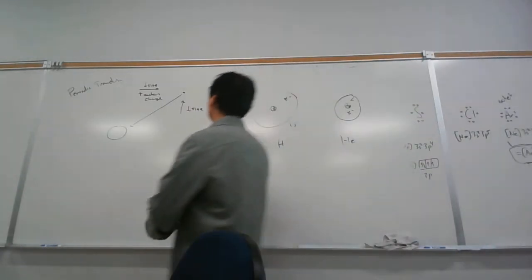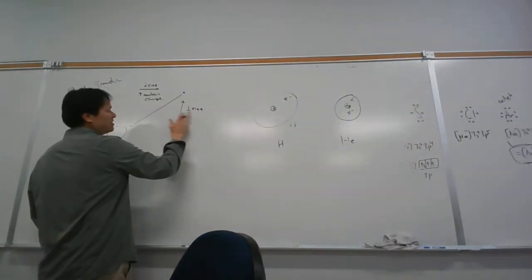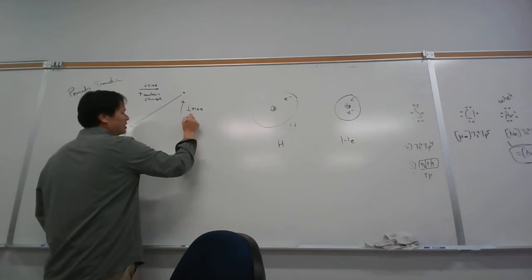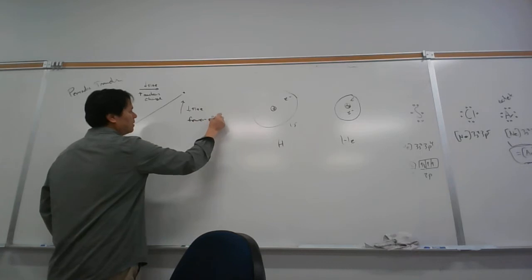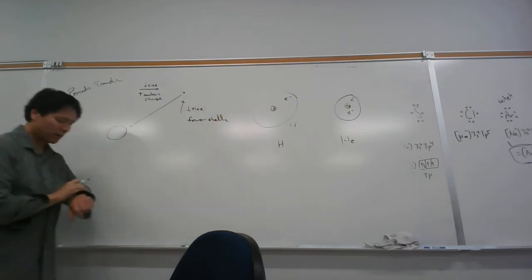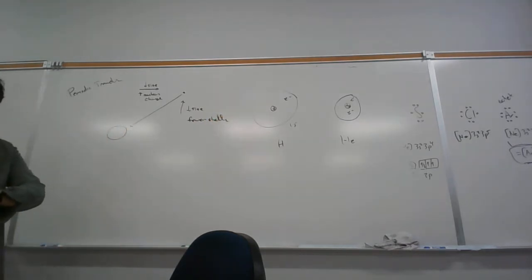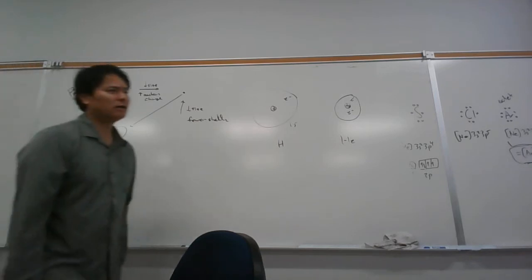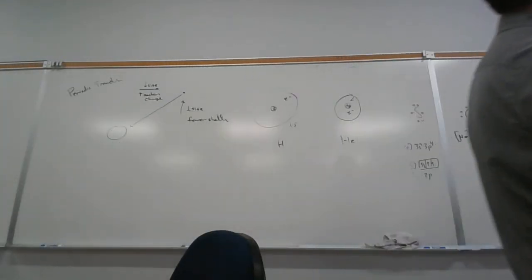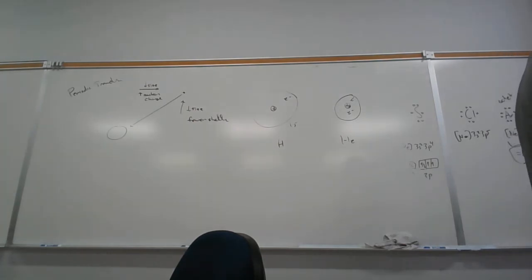And so here, as we go up, the size decreases because fewer shells. The size increases in the opposite direction because we have more shells. Does that make sense for the size trend? I don't know if you have to know that. In Chem 1A, we spend a lot of time talking about that. This is a size trend.